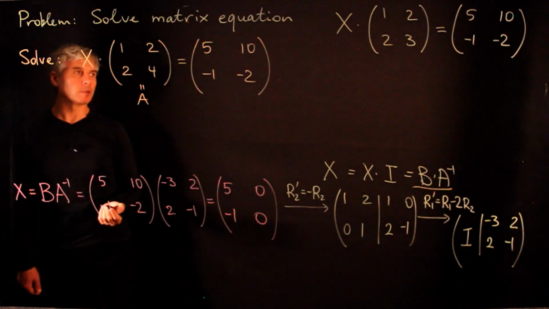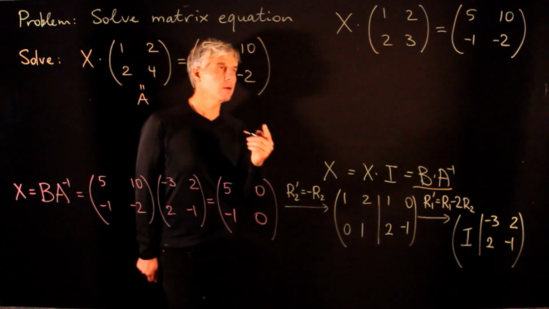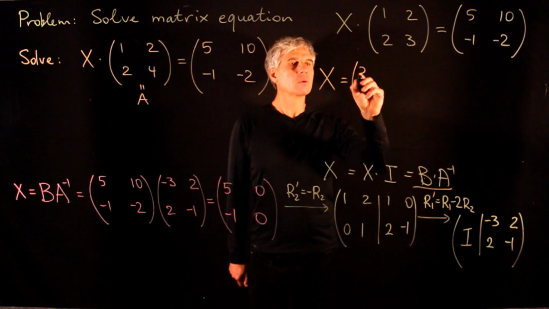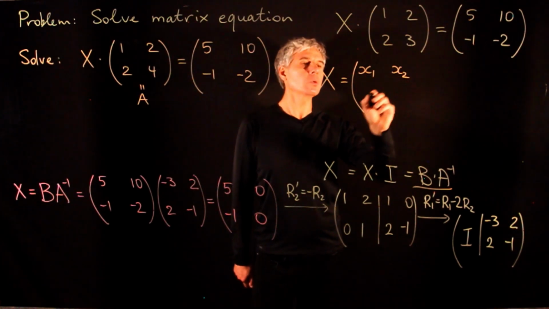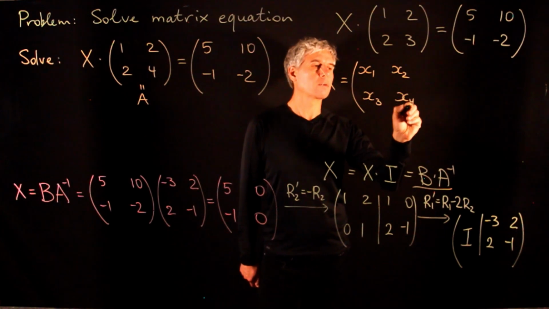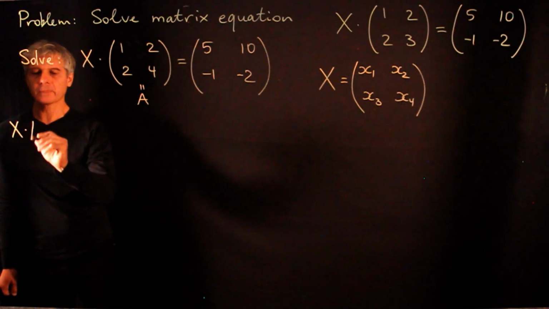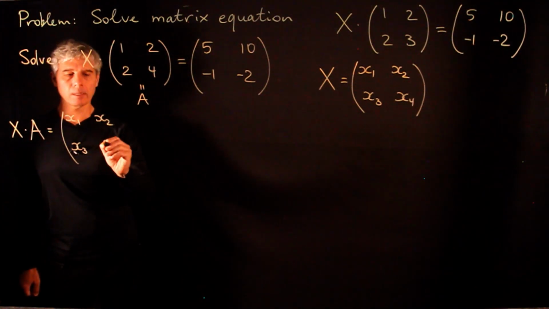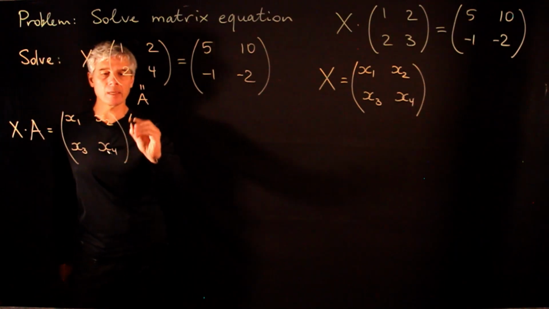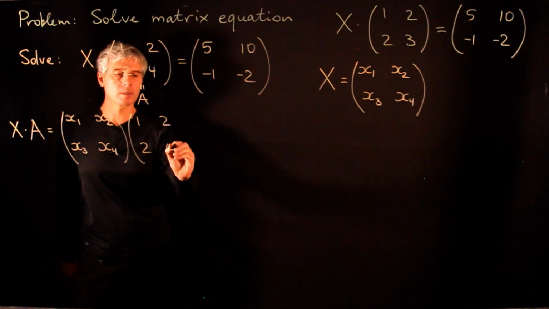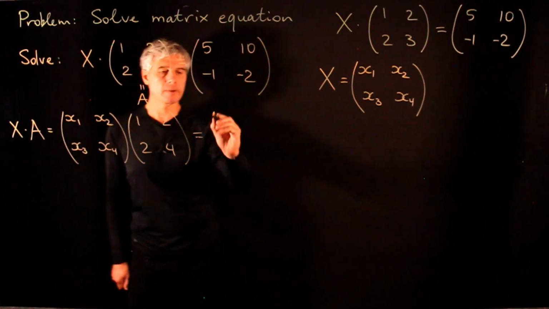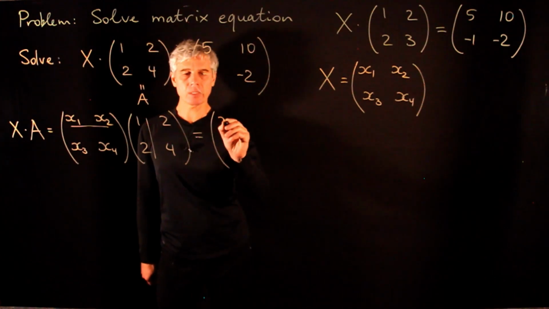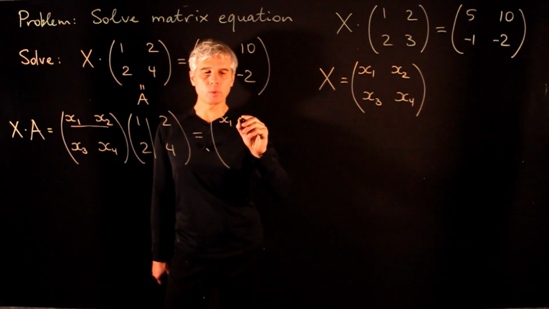Now, can we solve the problem? Yes, we can, but now we have to use a different method. So here we should write the unknown matrix with unknowns x1, x2, x3, and x4. Then what is X times A? This is the product of x1, x2, x3, x4 with the matrix A, 1, 2, 2, 4. So let us write down this product. We take dot products of rows with columns. So we have x1 plus 2x2.